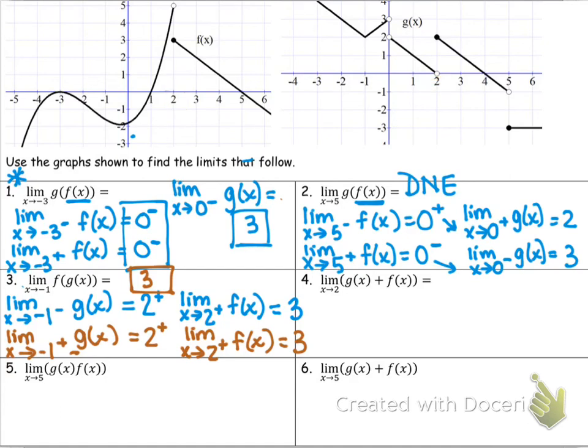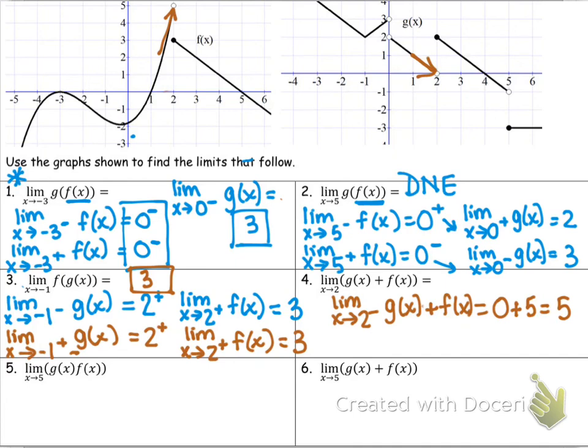So let's go ahead and find our limit as x approaches 2 from the left of g of x. And that's going to be the limit as x approaches 2 from the left of g of x plus f of x. So the left-hand limit here is 0, which I drew in that graph, and the left-hand limit as x approaches 2 here is 5.